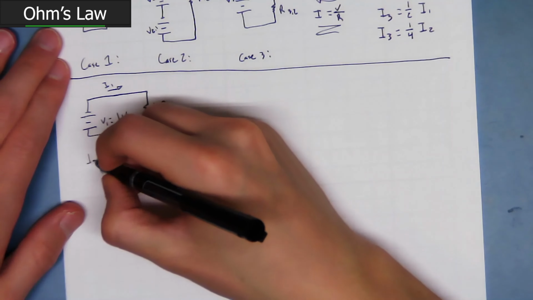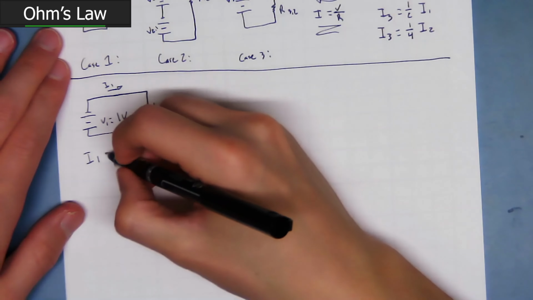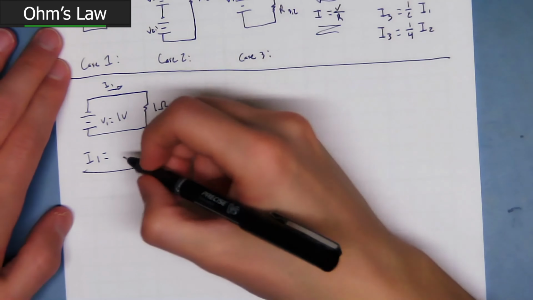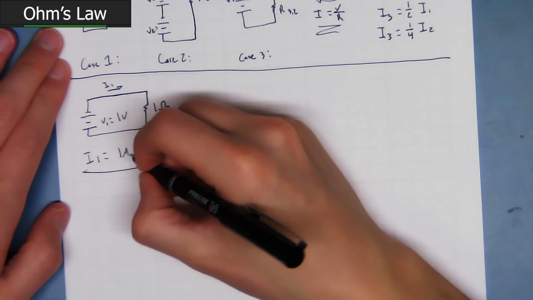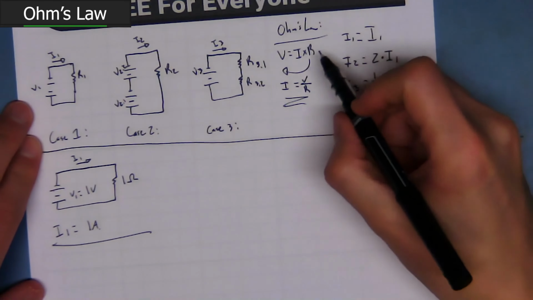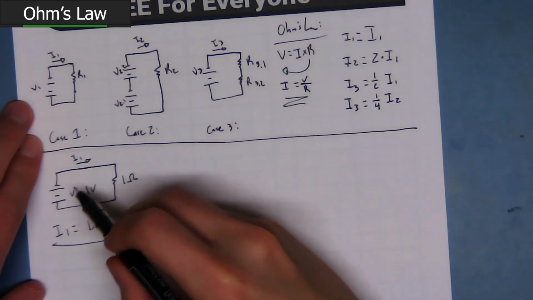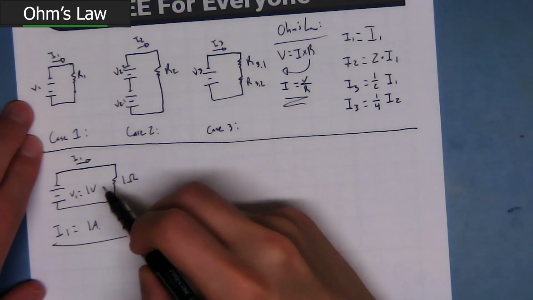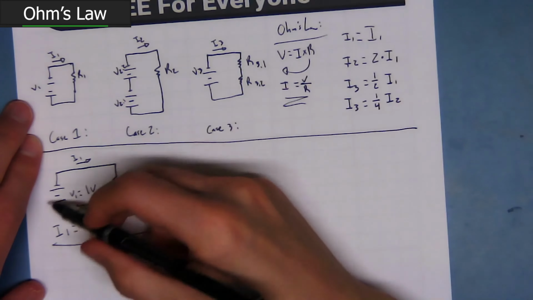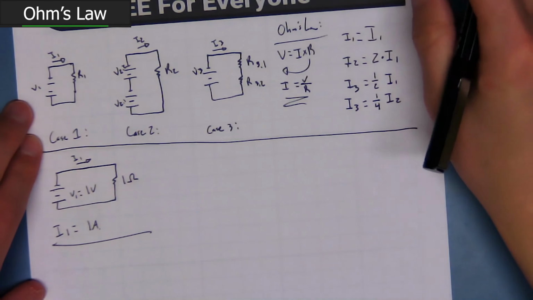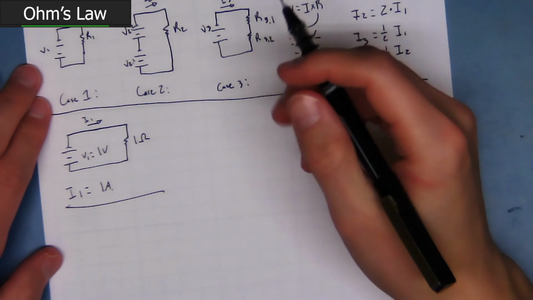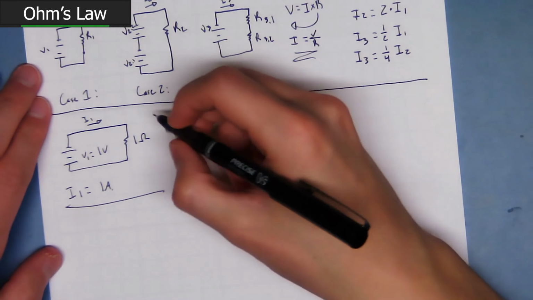Let's try to find I1. Well, if I'm being honest, by inspection, it's 1 amp. But why? Well, let's not forget voltage equals current times resistance. 1 volt, 1 ohm. So if we take a volt divided by an ohm, just like we did here, 1 divided by 1 is 1. That's the application of Ohm's Law. That one's pretty easy. Okay, let's try another one.